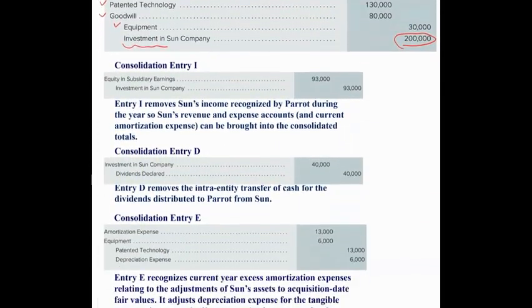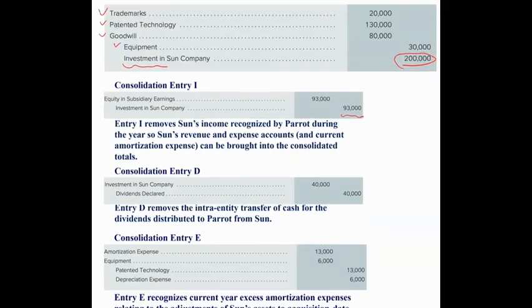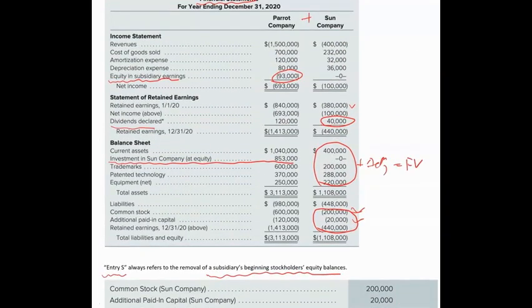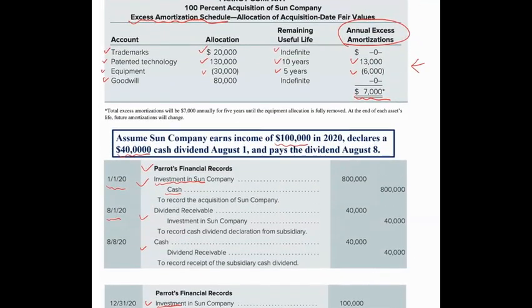Okay, so the next entry is entry I. So this is the new entry. Entry I is to remove the inter-entity incomes. So the total amount is 93,000. How do I get this amount? It's equal to the subsidiary's reported earnings of 100,000, minus the 7,000 excess annual amortization here.